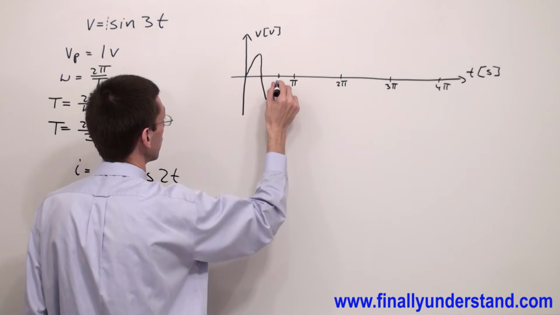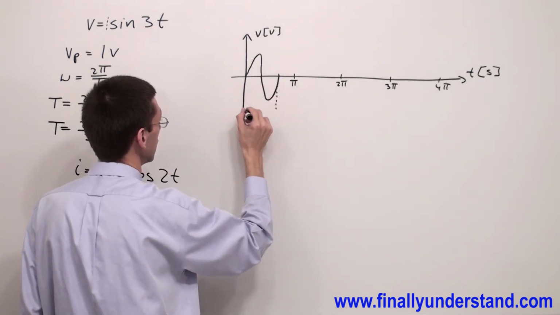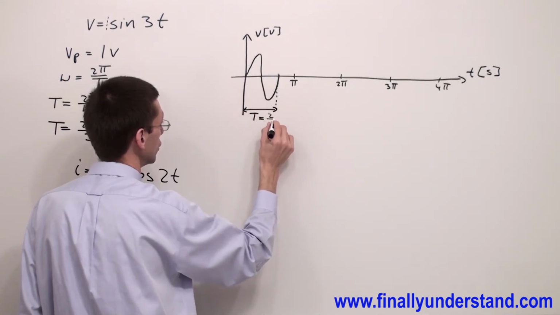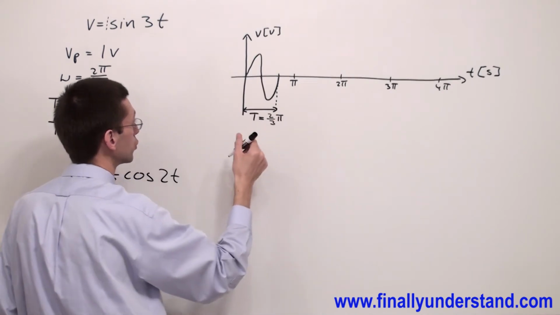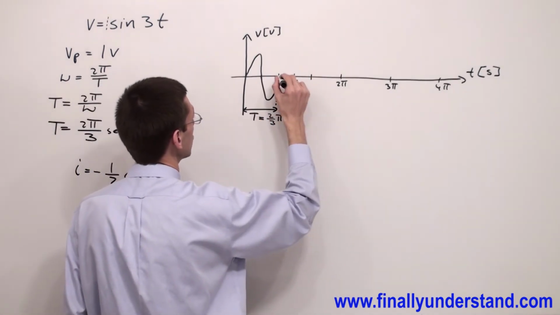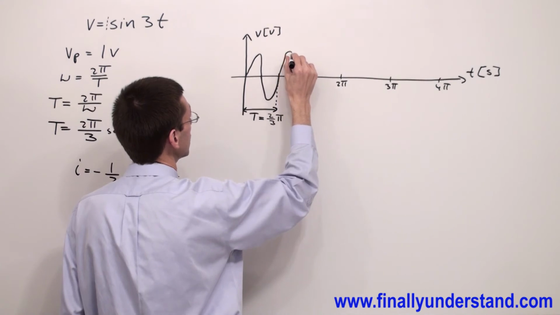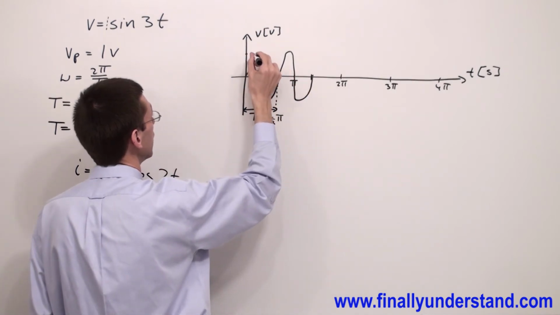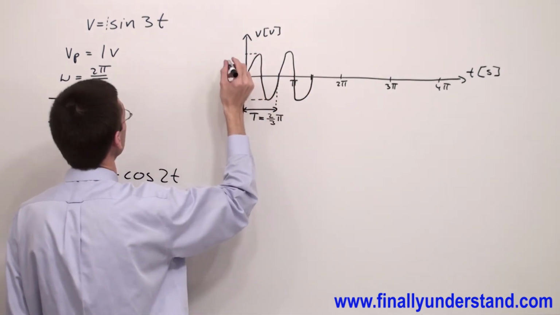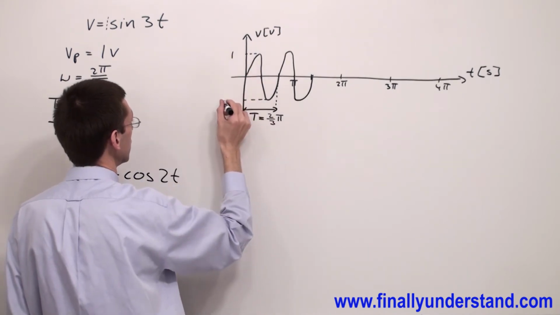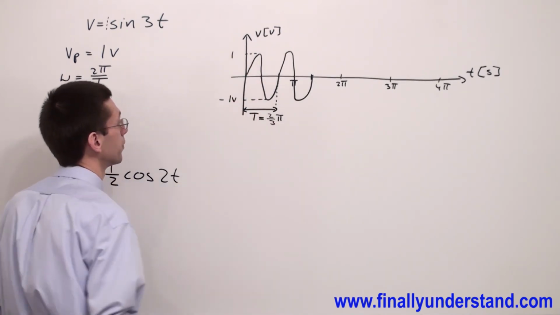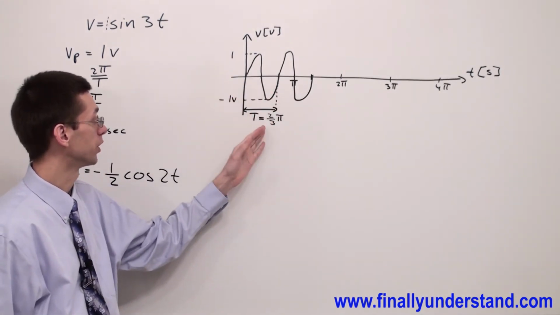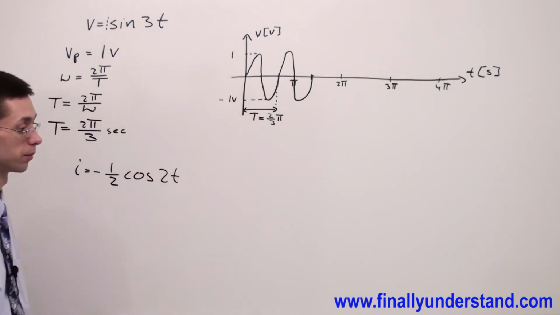The period T is equal to 2/3 pi. But I'm supposed to have 2 cycles. That's why I'm going to draw the second one, looking like this. My peak value of the voltage, positive peak, is 1 volt, and negative peak is minus 1 volt. We have 2 cycles, positive voltage, negative voltage, and period. This is the solution to my problem.